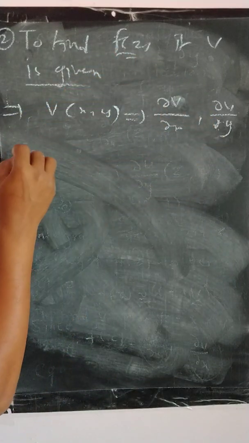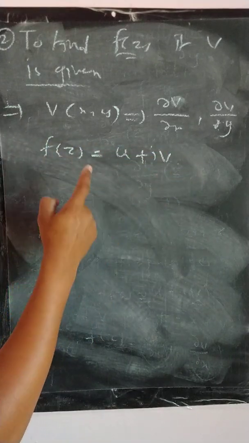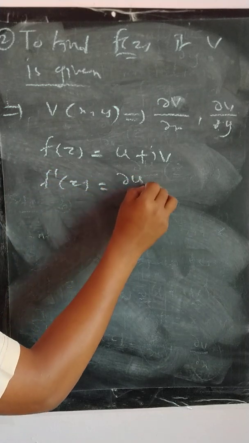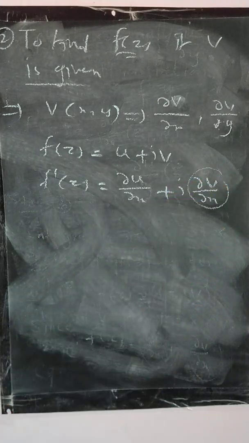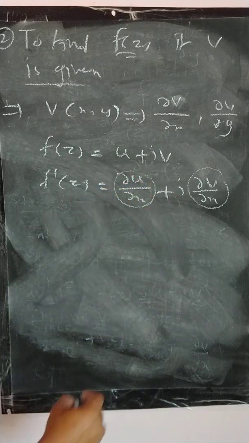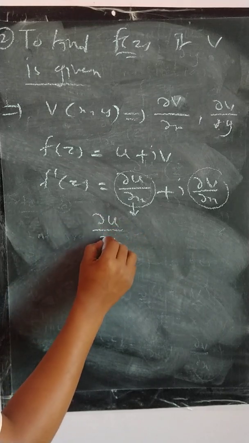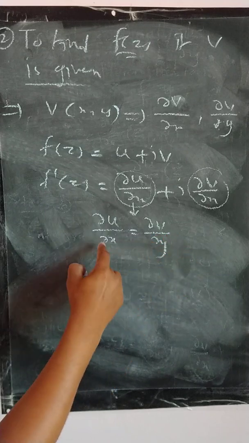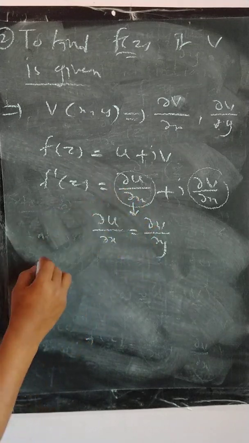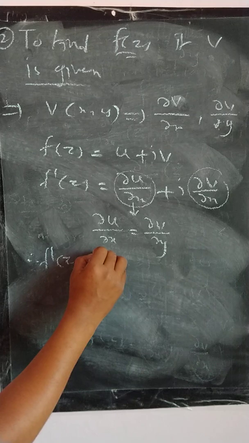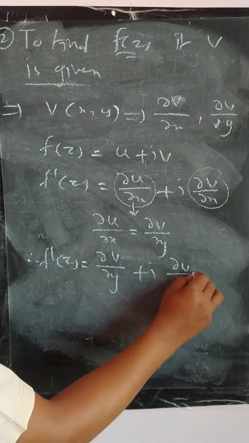How? Suppose we have f of z in the form of u plus iv, and if we differentiate with respect to x, then f dash of z will be the partial derivative of u with respect to x plus i times the partial derivative of v with respect to x. But we have only the partial derivative of v with respect to x. We don't have the partial derivative of u with respect to x. So to get this, we use the Cauchy-Riemann equation. That Cauchy-Riemann equation says the derivative of u with respect to x is nothing but the derivative of v with respect to y, that is ux is equal to vy. So I can substitute this here. Therefore f dash of z becomes the derivative of v with respect to y plus i times the derivative of v with respect to x.